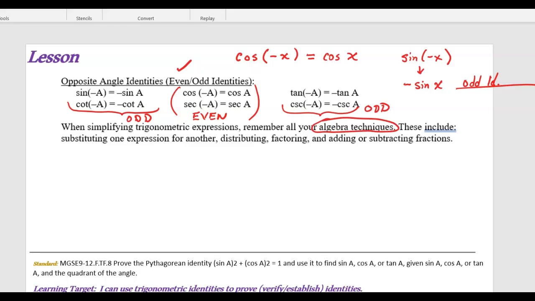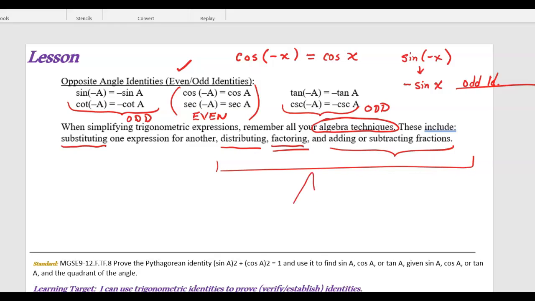You're going to be making a lot of substitutions. That's the easy part: replacing one expression for another. You will be distributing, and lots of mistakes happen there. It's the algebra, y'all. You will be factoring a lot. That gets people. You will be adding or subtracting fractions. This is where you want to be careful, where most of the mistakes happen. The substitutions using the trig identities are not a problem.